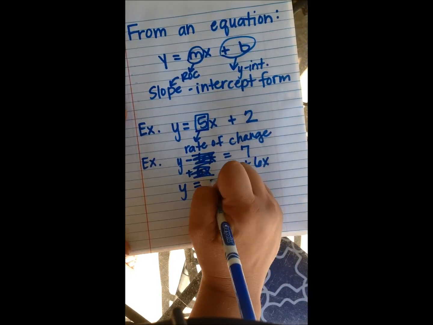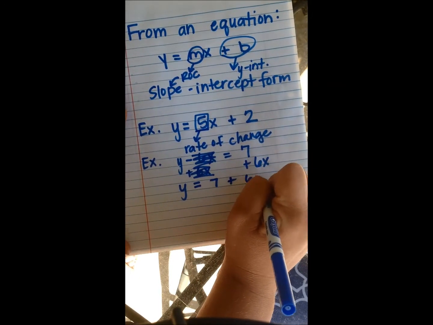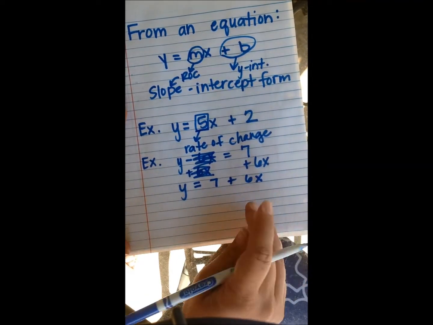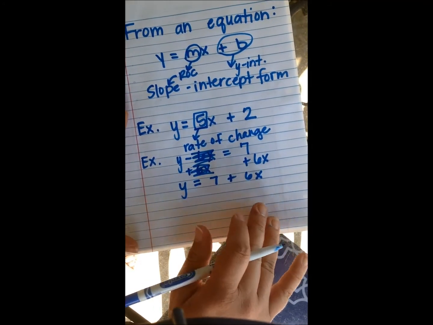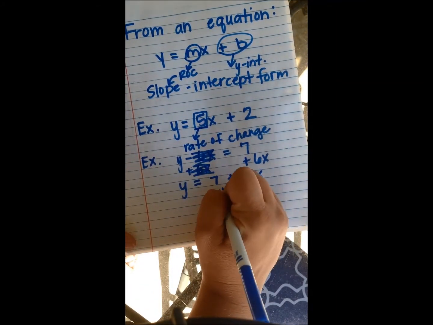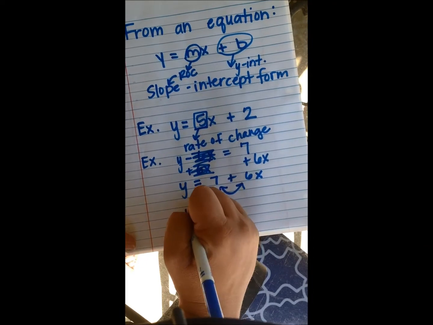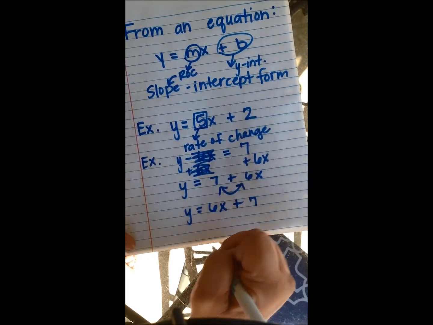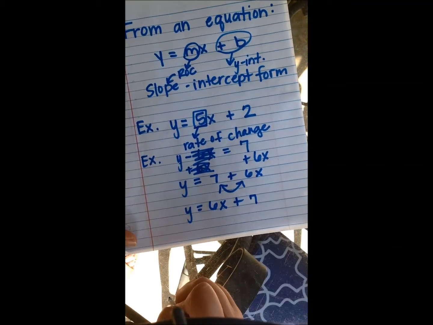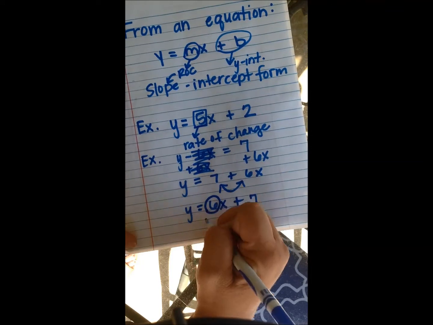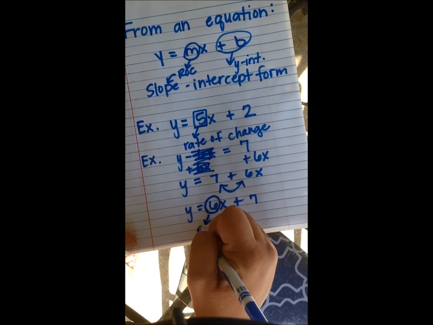And then over here you've got 7 plus 6x. Now 7 and 6x are not like terms, so you just leave them as they are. To put it in true slope-intercept form, you can change the order of the two terms there. Now that we have slope-intercept form, we do the same thing. Our rate of change is just 6.